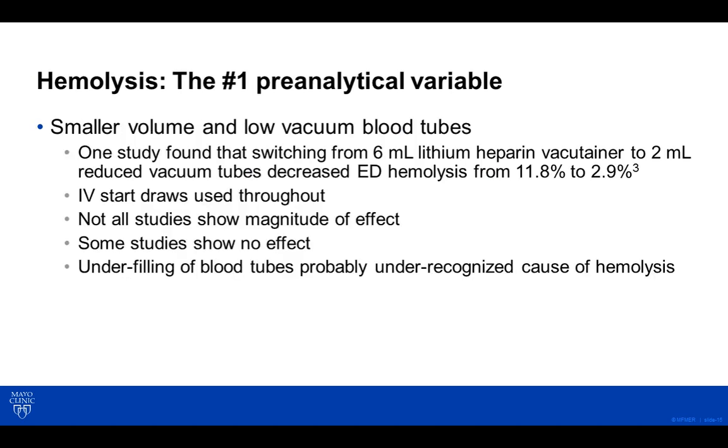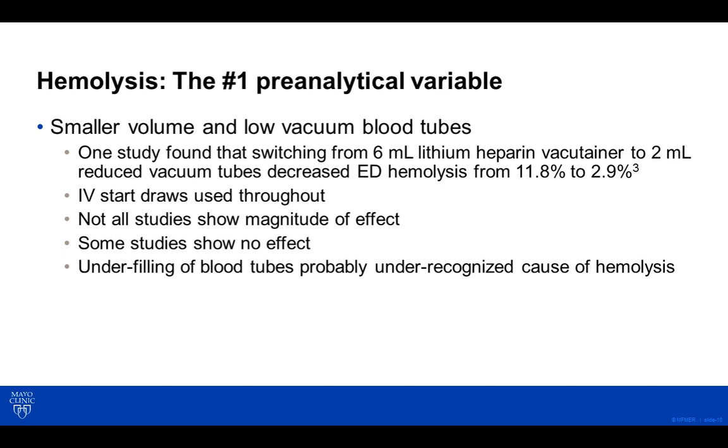Another interesting variable, and I really hadn't explored this much before getting ready for this talk, is the use of smaller volume blood tubes and low vacuum blood tubes. We know IV starts and line draws have more hemolyzed specimens because the rate of blood withdrawal is not governed by the vacuum in the tube. But if tubes have a lot of vacuum, you could imagine, similar to pulling hard on a syringe and hemolyzing blood, that the tube vacuum being too high would cause hemolysis, at least in some patients and under some conditions.